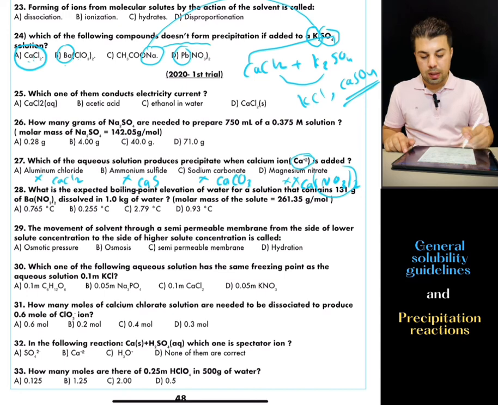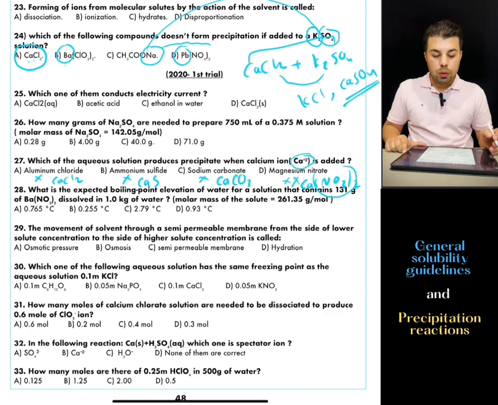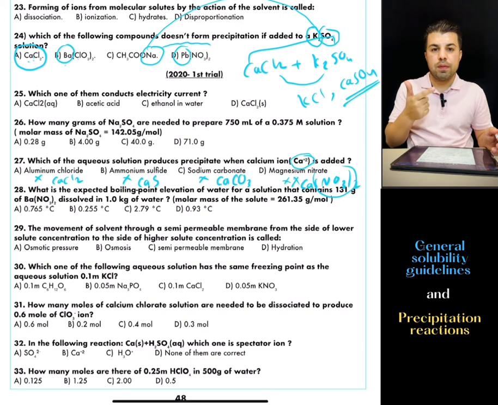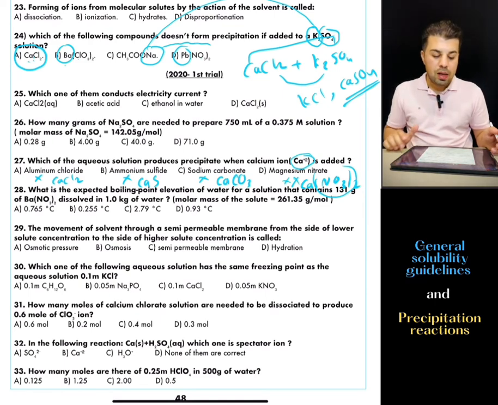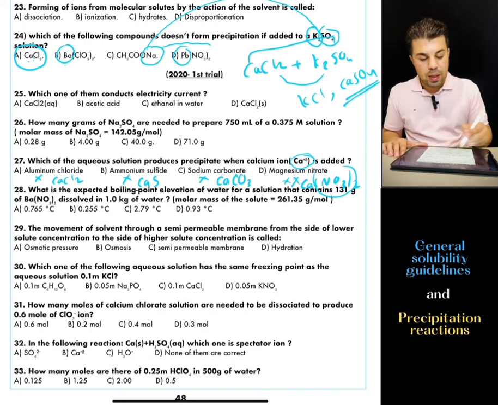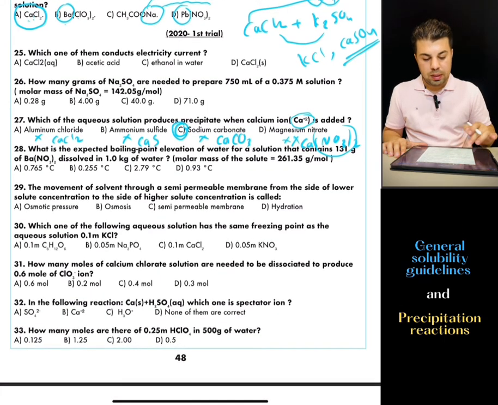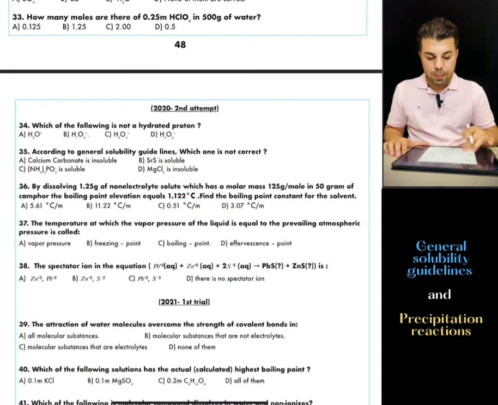According to rule number 5, most compounds of carbonate, phosphate, and silicate are insoluble in water except those of sodium, potassium, ammonium. So calcium carbonate forms a precipitate. So if you add positively charged calcium to this solution, it forms a precipitate, which is calcium carbonate.